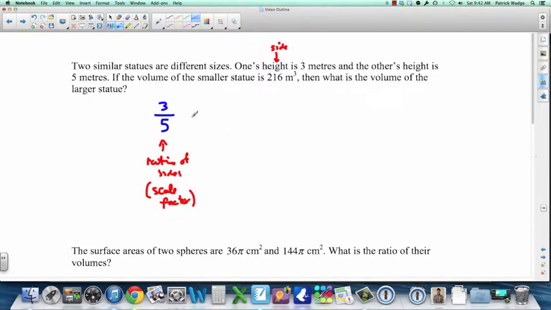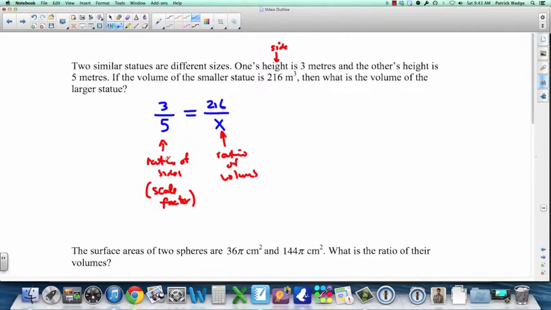Okay, what we're interested in is volume. So what we want to make here is a ratio of volumes. And we have one volume. It says the smaller one, well obviously that goes with the 3, it's a smaller number, is 216. So you're going to put 216 up there. And this is what we want to know here. Here's our x. So do we just cross multiply?